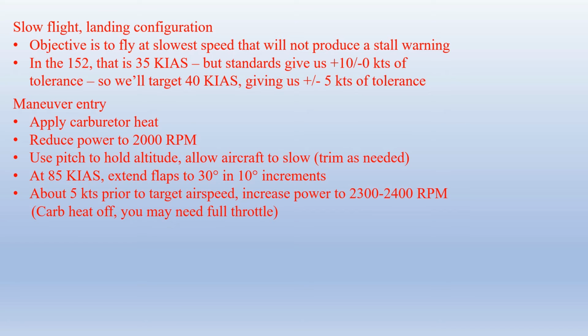At about 5 knots prior, about 45 knots, you want to increase your power to 2,300 to 2,400 RPM again. Again, you'll want the carb heat off, and it's going to be pretty close to full throttle again. And then use your power and your pitch to control altitude and speed. Just like the approach speed, we'll do some maneuvers during that slow flight.